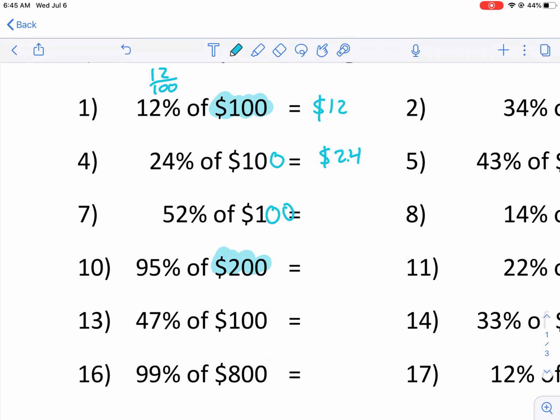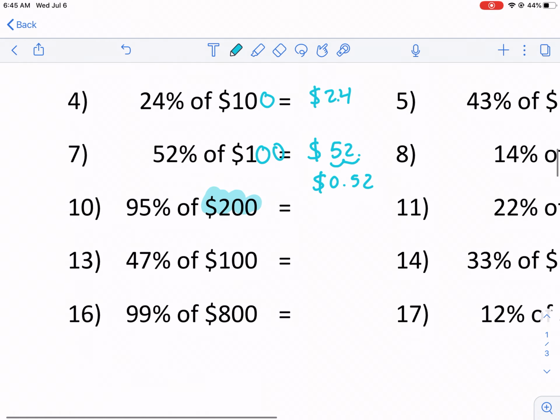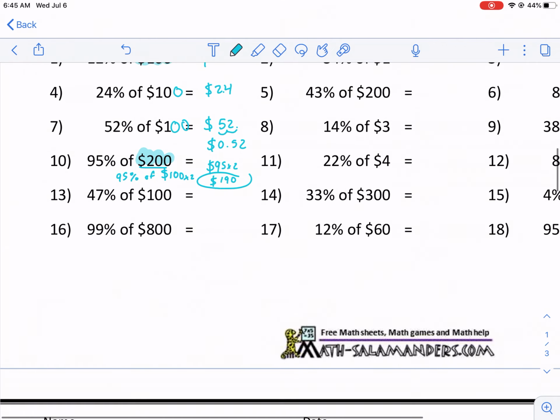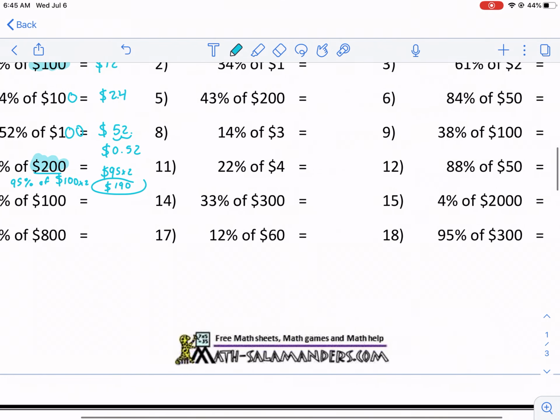Same thing here. So if we had this out of 100, that'd be $52. But we added 2 zeros, so we got to move it back. So we're going to move this decimal 1, 2. This is going to be 52 cents. Okay, so this is just one way to do it. There's lots of different ways to do this. If we have 200 here, we would know that 95% of 100 would be $95. But we need to multiply that by 2 to get to 200. So we multiply this by 2 and we get $190 is 95%. So this is just one tool for doing this, and it works for all of these.